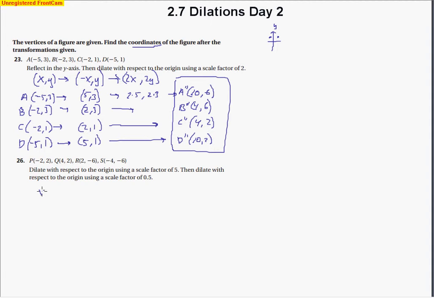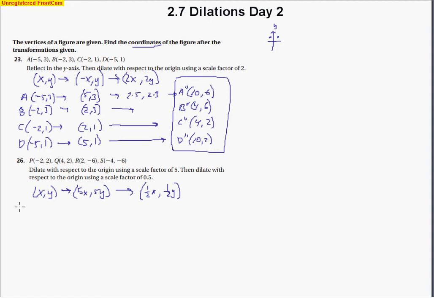Here it says dilate with respect to the origin using a scale factor of 5. So my formula is going to go this way: x comma y, dilate with the scale factor of 5, 5x, 5y. And then I'm going to dilate with respect to the origin with a scale factor of 0.5. So I'm going to take that answer and take a half of that answer, and a half of the next one. So let's see what we get here.